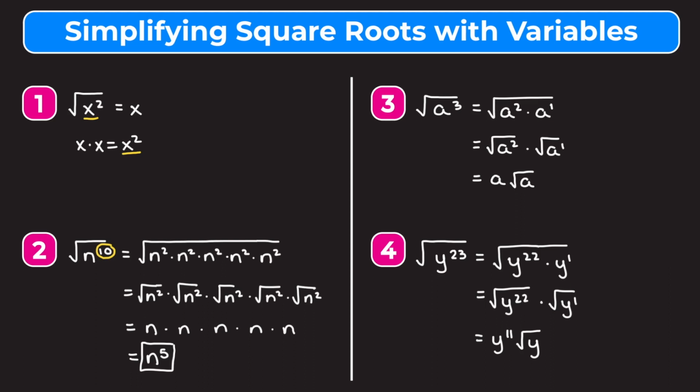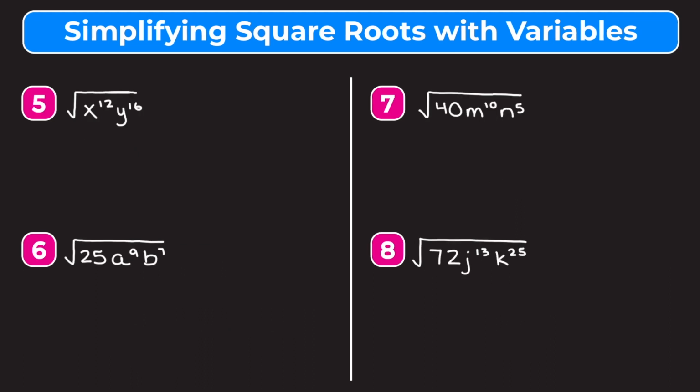Let's go through some more examples. So taking a look at example 5, now we have 2 variables under our root. So we have the square root of x to the 12th times y to the 16th, and we're going to use the same concept that we've been using.